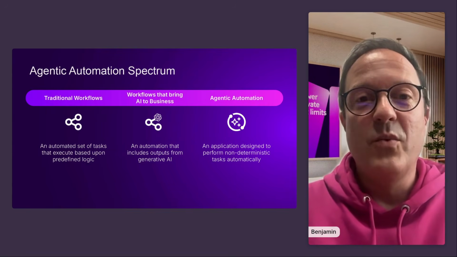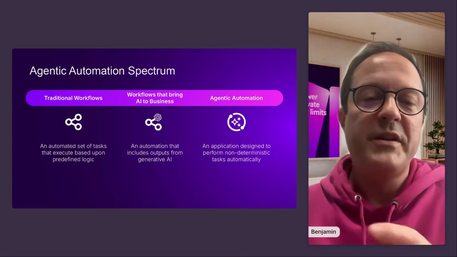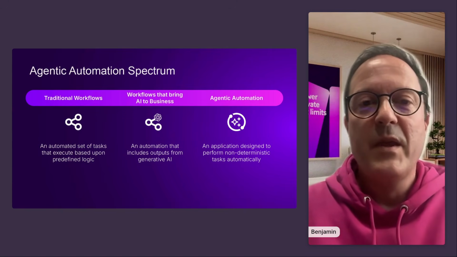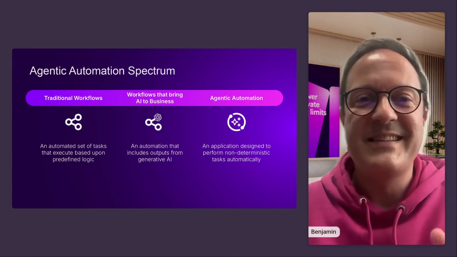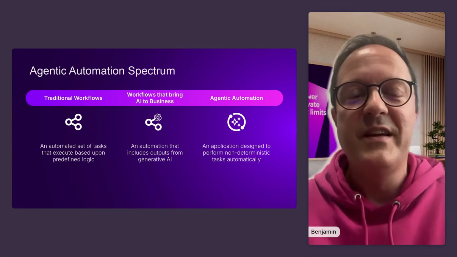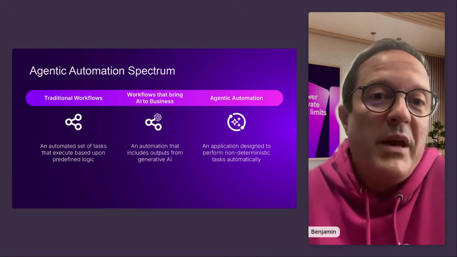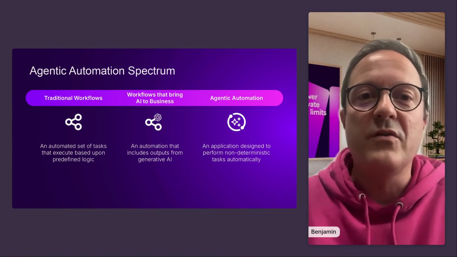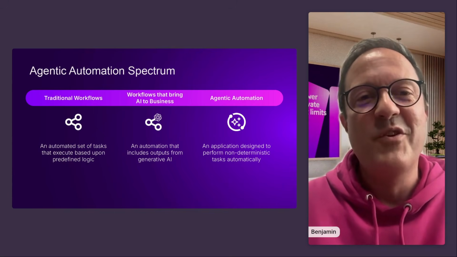But this was not enough, actually, because we also needed to be able to do what we call non-deterministic workflows. This is what we call also agentic automation. It's this capability to give some tools to artificial intelligence and to let it decide what steps it will go through based on the context, based on the goal it has, etc. So this is what we will focus on.